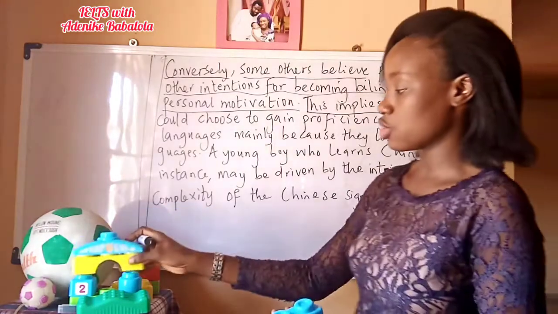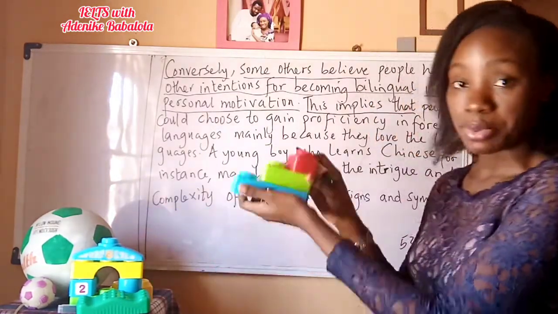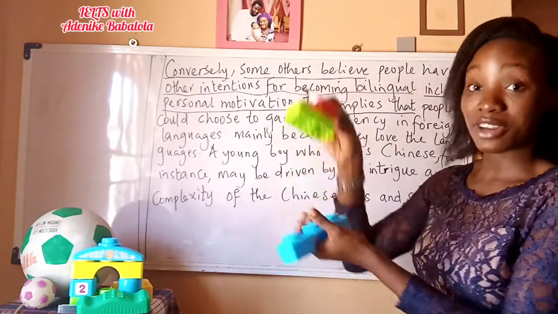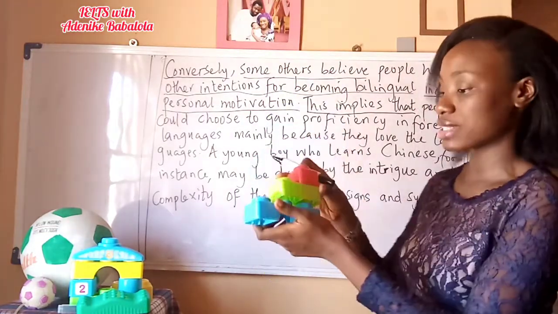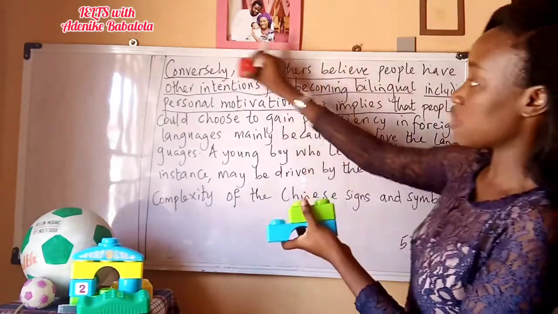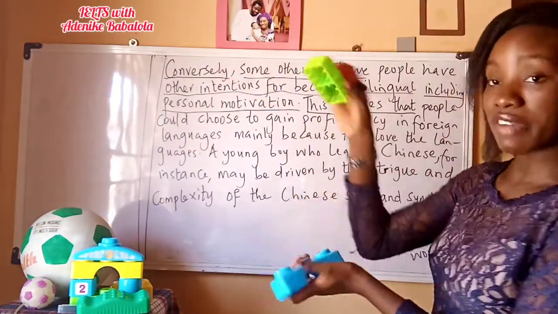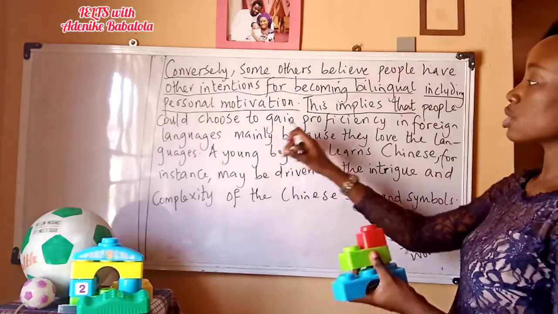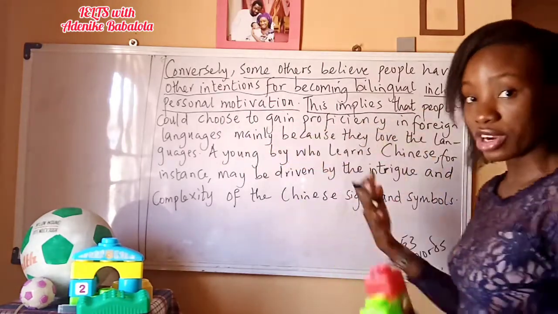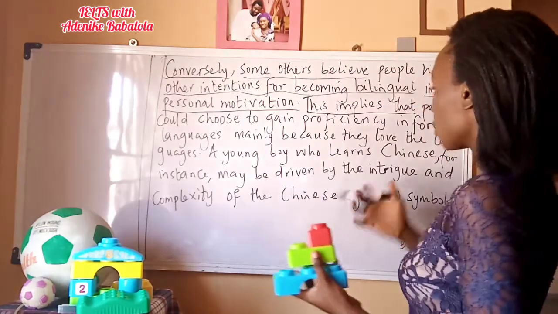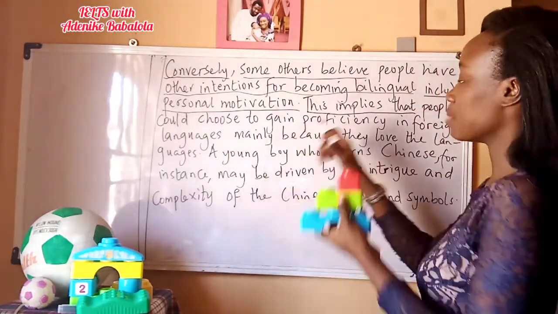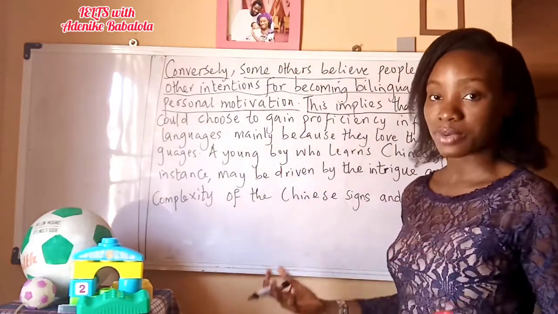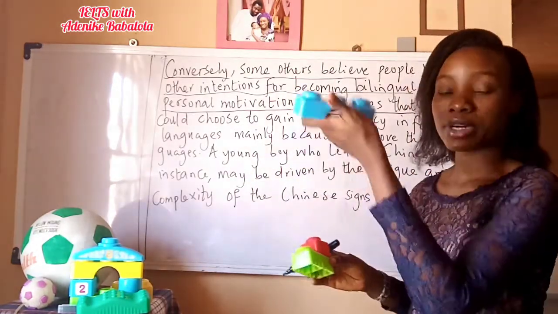Now, remember that you're trying to build the body paragraph. You have the points, stating the points, developing the points, and then giving your example. So stating the points, I have done this first sentence. Now, to develop the point, I'm starting with, this implies that people could choose to gain proficiency. Are you aware of the vocabulary, the words I'm using? In foreign languages, mainly because they love the languages. Okay, it's mainly because they love the languages. That's why they're learning. Okay, now I want to give my example.